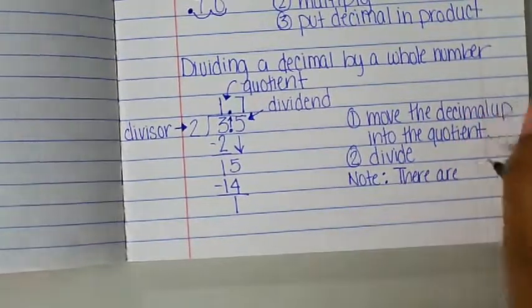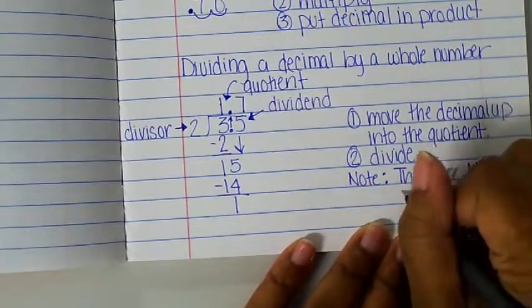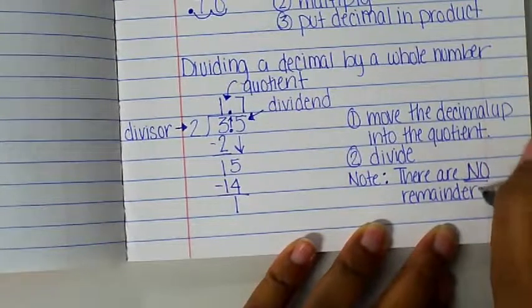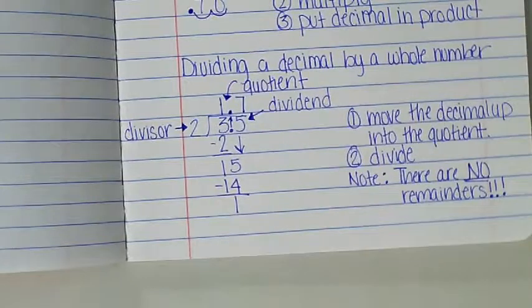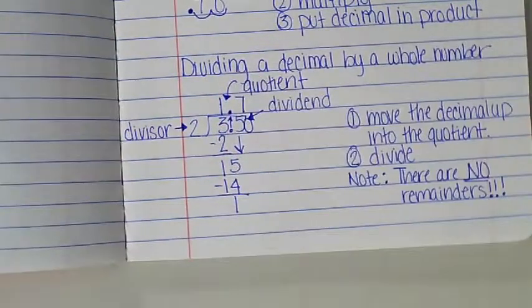There are no remainders. So what allows me to add that 0? The decimal. If I add the 0 here, am I changing the value of my number? No, my dividend is still 3 5/10. 3 5/10 and 3 50/100, they are equivalent.